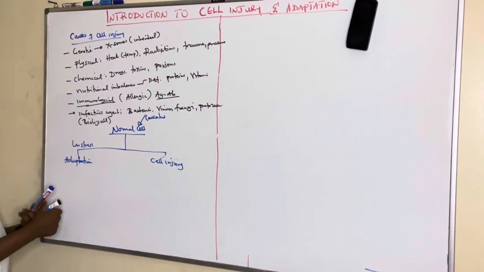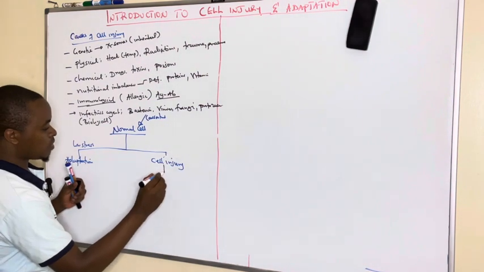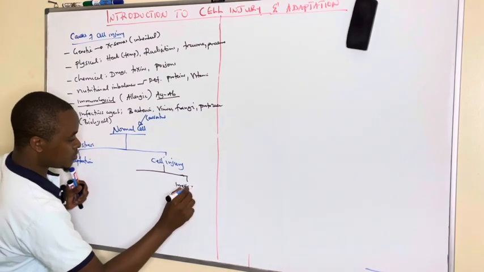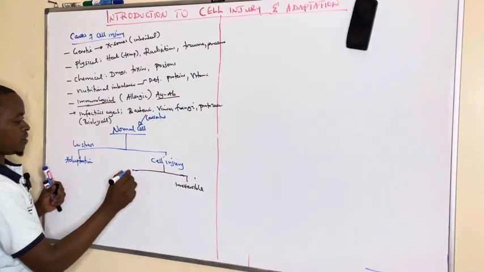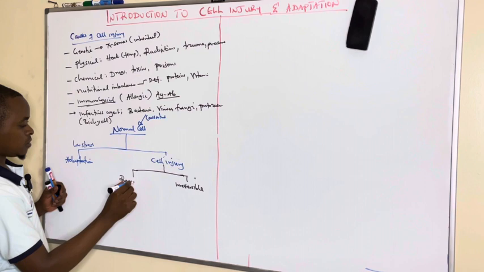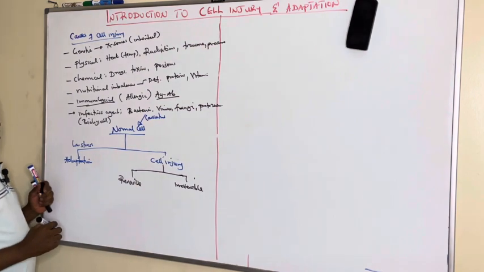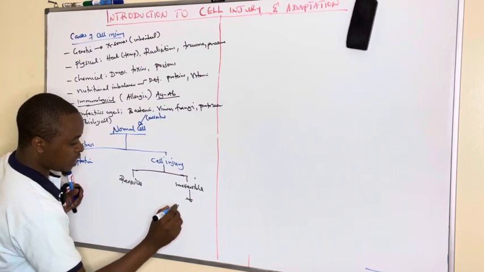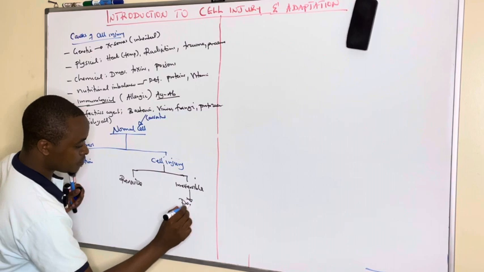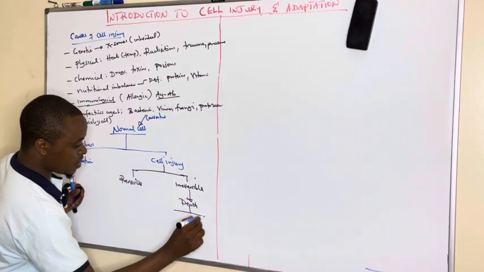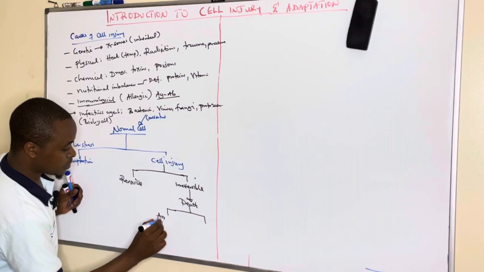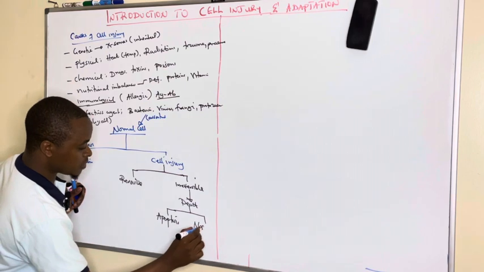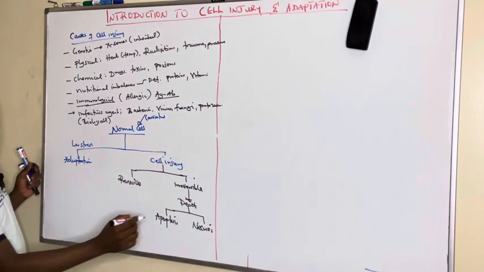And this cell injury is categorized into, whereby under cell injury it can respond either by irreversible cell injury or reversible cell injury. Under irreversible, when it is irreversible, it undergoes into what we call cell death, which is the result of either apoptosis, which is a programmed cell death, or it can undergo necrosis, as we shall see in the coming video.